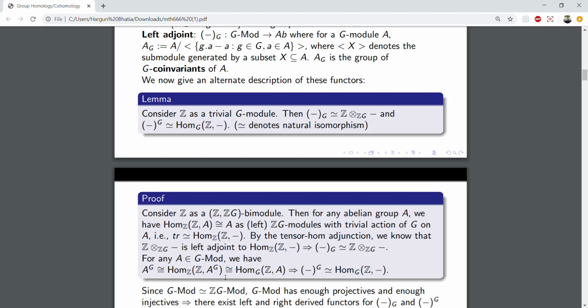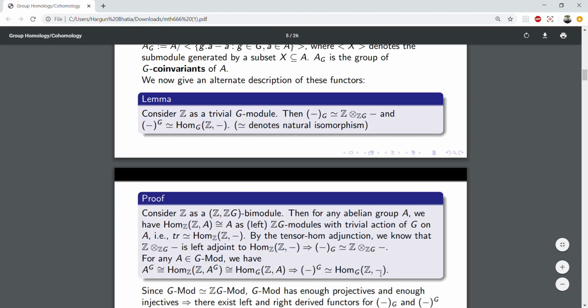But now using the fact that this invariance functor, G invariance, is a right adjoint to the trivial module functor, you have this isomorphism between the Hom sets. This is isomorphic to the Hom over ZG modules of Z comma A. Here you consider Z as a trivial G module. So this tells you that this functor is isomorphic to Hom_G(Z, -). So this completes the proof.